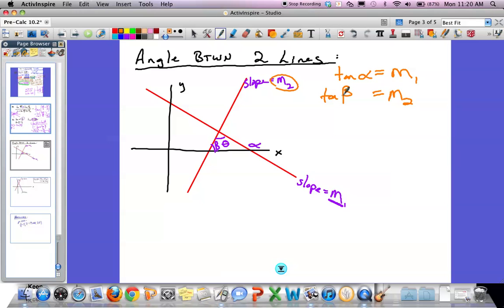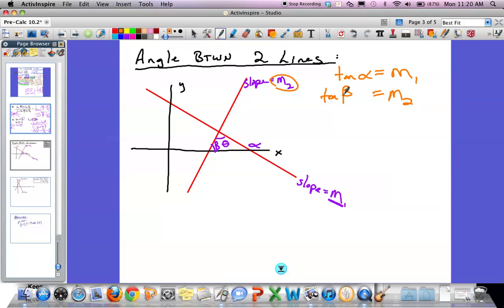We talked a little bit about this. If the angle is acute, which beta is, the slope is positive. The tangent of an acute angle between 0 and 90 is positive. If you have an obtuse angle, so the slope is negative, like m1, the angle is bigger than 90 and smaller than 180, and the tangent of an angle bigger than 90 and smaller than 180 is negative. So it all kind of fits into place.